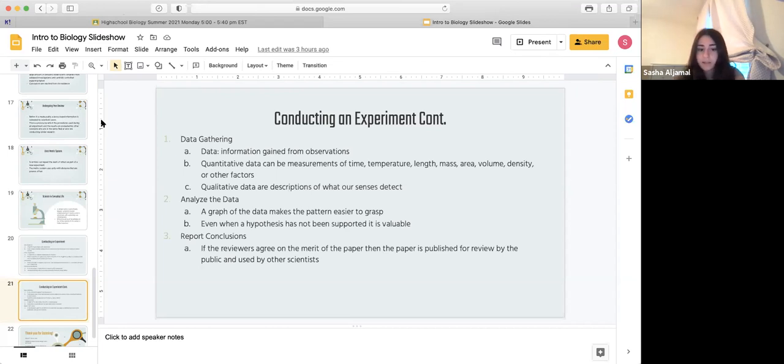And then lastly, you want to report your conclusions. So if the reviewers agree on the merit of the paper, then the paper is published for review by the public and used by other scientists. Usually in your biology class, you'll think, oh, fun experiment, but it's not so fun after when you have to write and stuff. So always at the end of your experiment in your biology class, you'll always have to report a conclusion about the data and how it affected your hypothesis.